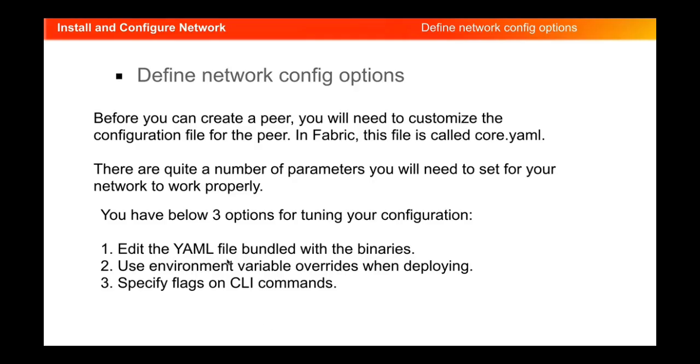You have to edit the YAML files bundled with the library, and you can use environment variables to override them when deploying. As I told before, you either use the YAML property files, or you can use the Docker property file to override whatever properties are present in the YAML file. Meanwhile, you can also specify flags on the CLI command as well.